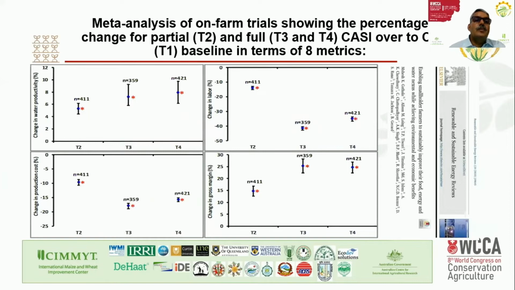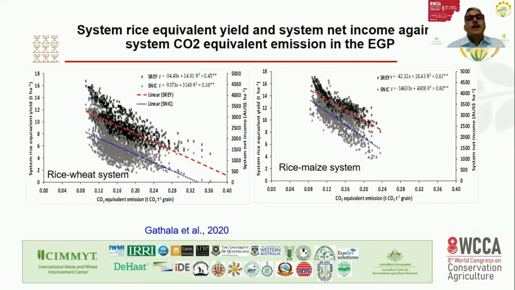Similarly, the water productivity improves by 4 to 10%. Labor use reduced by 10 to 40% in partial and full CASI compared to conventional, and it also reduced the production cost by 10 to 20%, and it improves the gross margins of the farm by 10 to 25%.